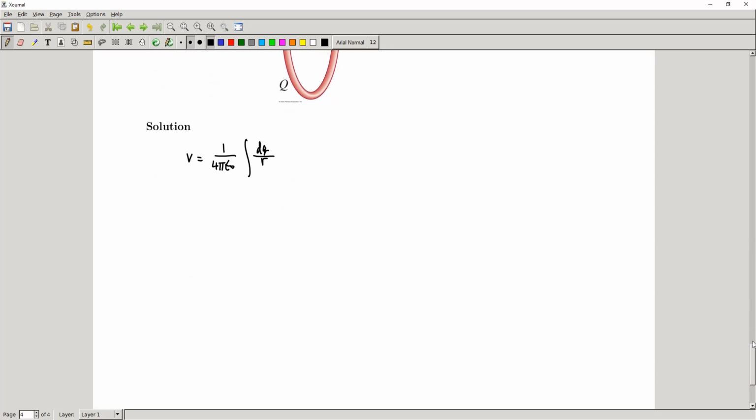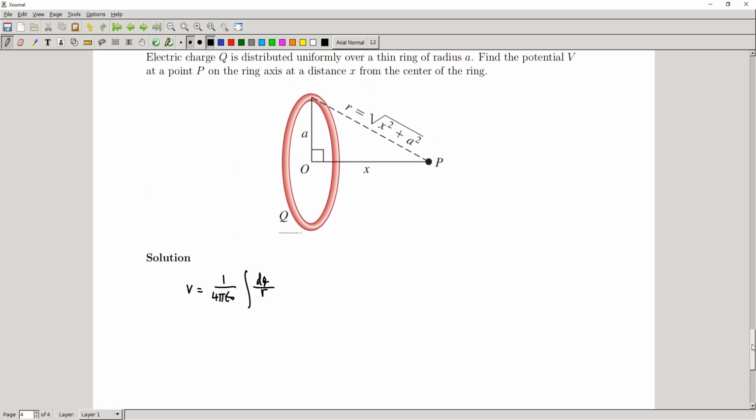Okay, so we have this expression. What is r here though? We know how to calculate V, but we need to know what r is. r is just going to be our distance from the chunk of charge that we're calculating from out to the point where we want to find our potential. We're given r here. We could have easily calculated it, but since it's given to us, let's write it down. We've got 1 over 4 pi epsilon naught, and we're doing the integral over dq. And our r is now going to be the square root of x squared plus a squared.